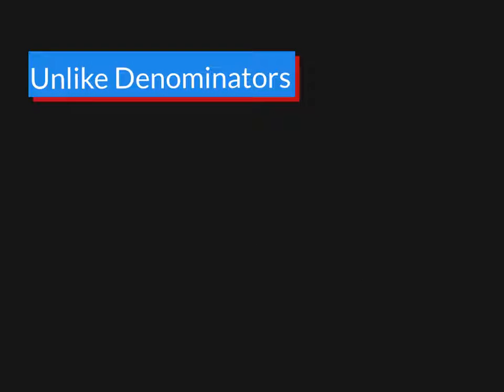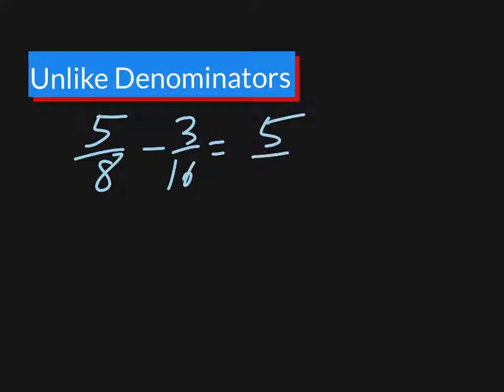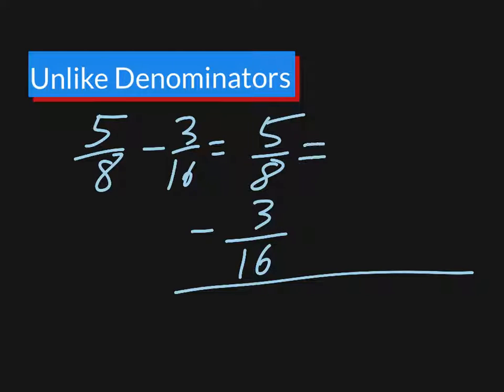So say for example we have 5/8 of a pizza and we want to subtract 3/16. I'm going to rewrite it this way because most books don't show it this way, but this is the way I was taught, so it's the way I do it. Alright, so the first thing we need to do is find a common denominator.